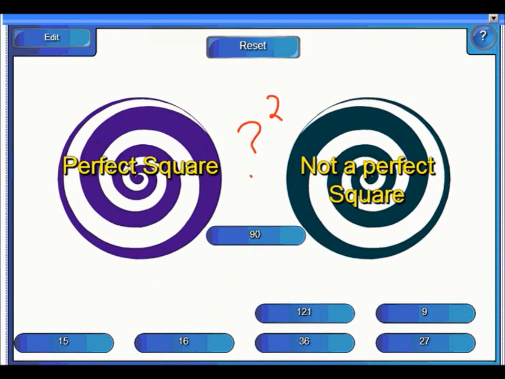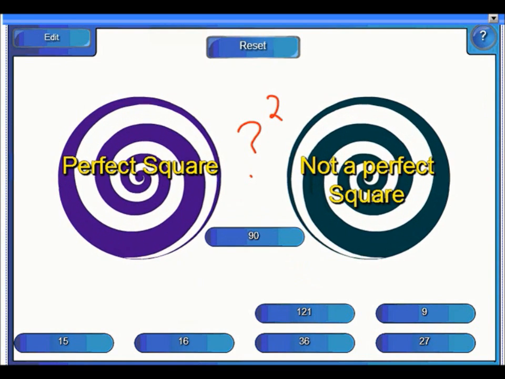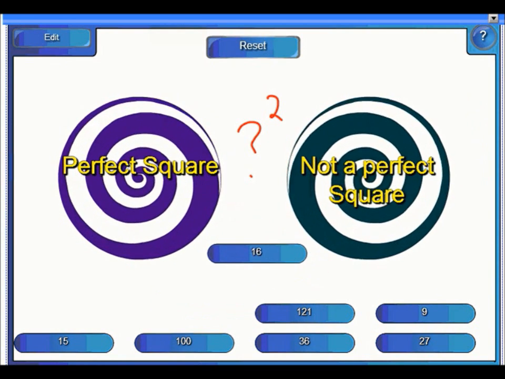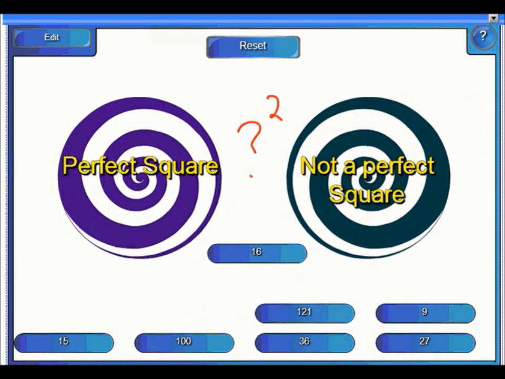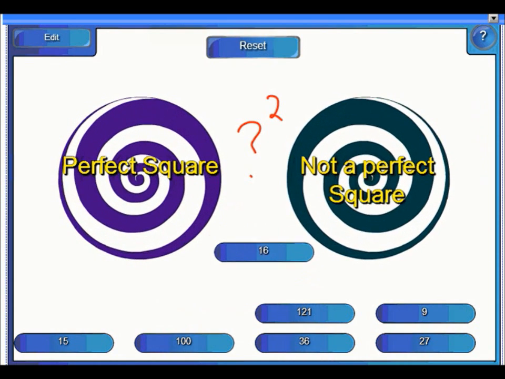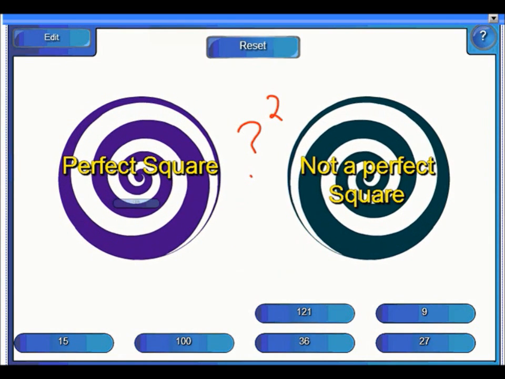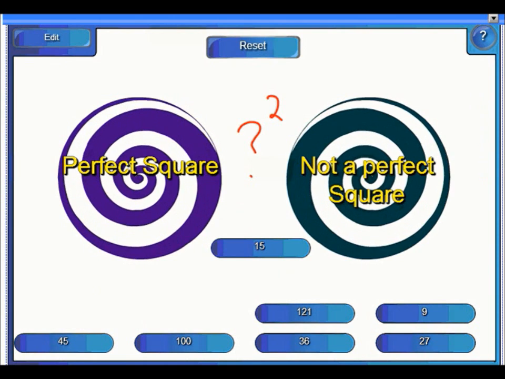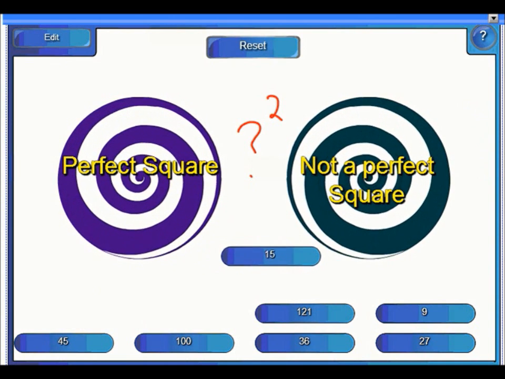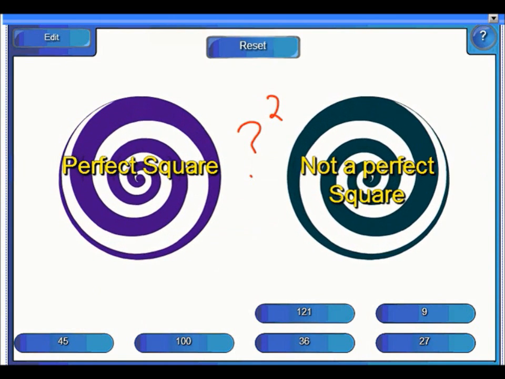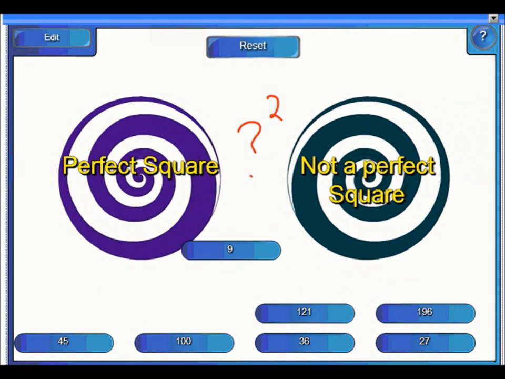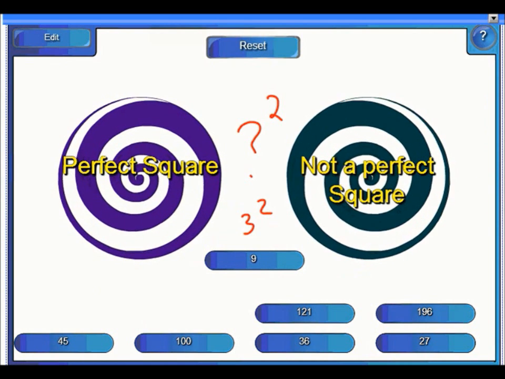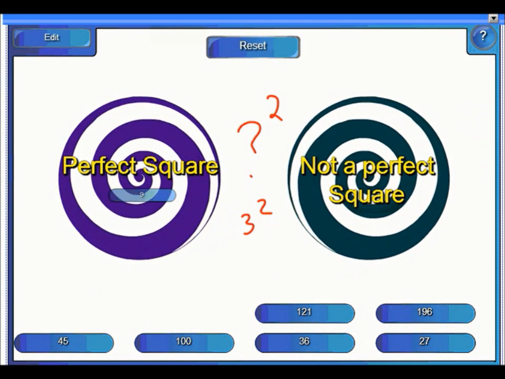What about 90? Is some number squared 90? Nope. What about 16? Is some number times itself 16? Yes, 4 squared is 16. 16 is a perfect square. What about 15? Is there some number times itself that would give you 15? No, 15 is not a perfect square. What about 9? Well, 3 squared is 9. 9 is a perfect square.